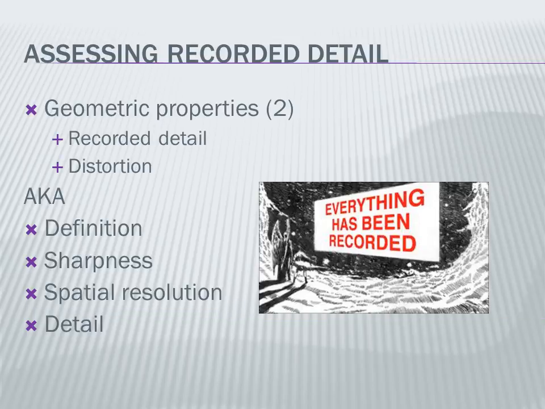Assessing recorded detail. Geometric properties of image quality are both recorded detail and distortion. Recorded detail is the degree of geometric sharpness in the image, also known as definition, sharpness, spatial resolution, or detail.